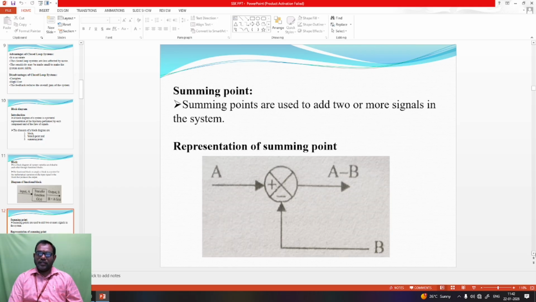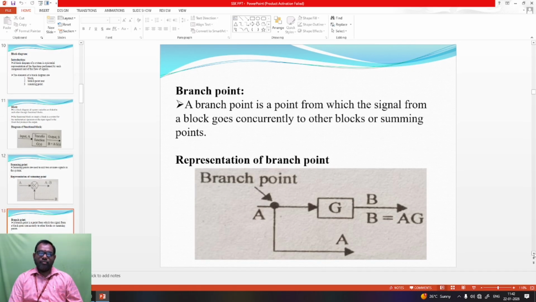So this is the second element, the summing point. Next one, the branching point of the block diagram. It is the third element of block diagram representation. A branching point is a point from which the signal from a block goes concurrently to other blocks or summing points.